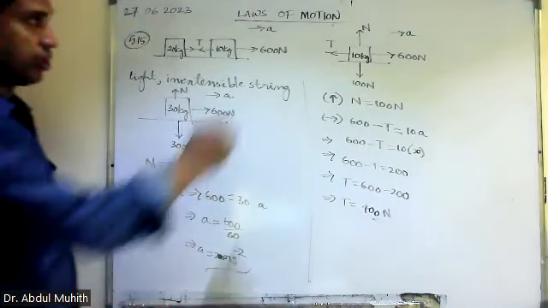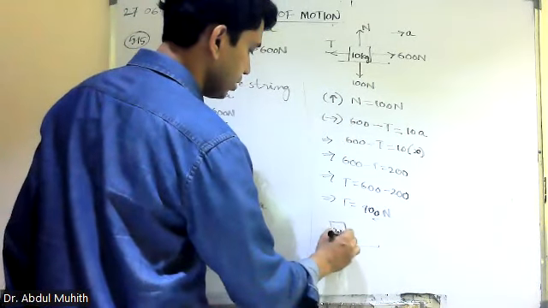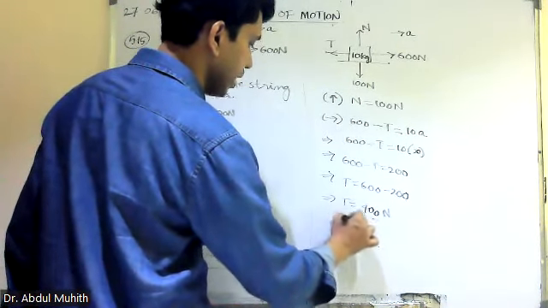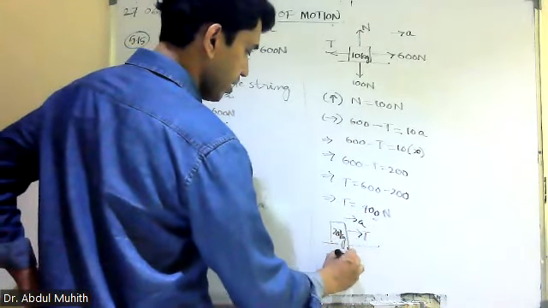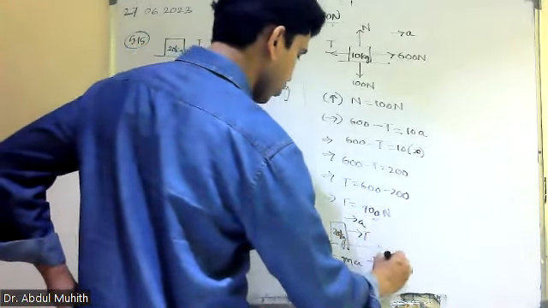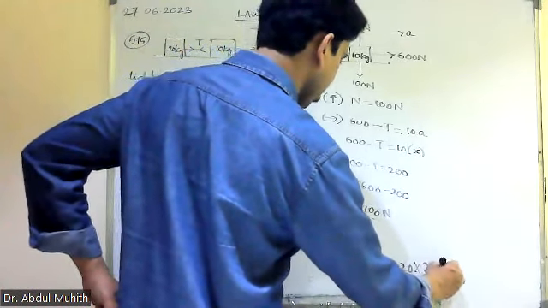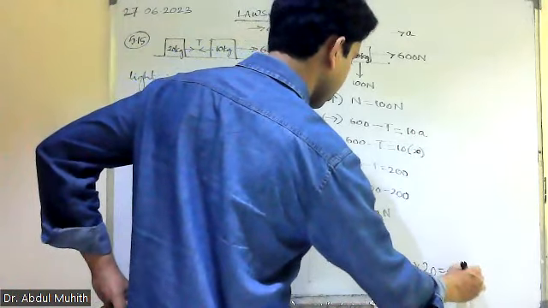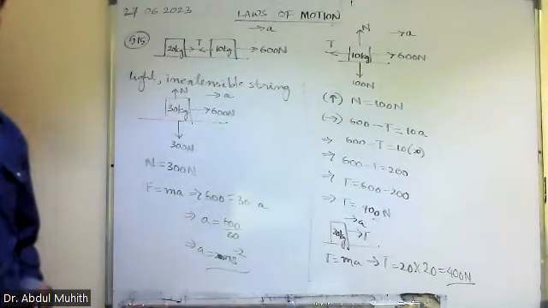Next one. Suppose I want to go with the 20 kg mass, we can still try. This is the tension and this is the acceleration. T equals ma. That means T equals 20 into a. a is again 20. That will become how much? 400 newtons. Is it clear? T is equal to 400 newtons.